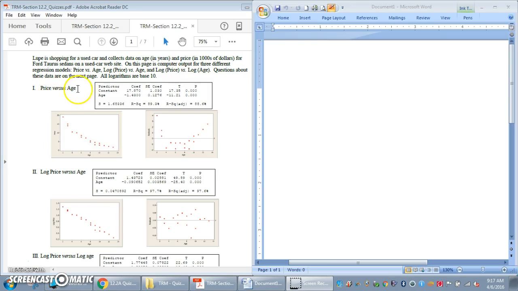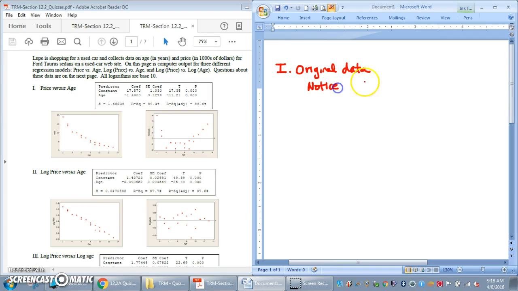Roman numeral 1 is just the original data. I want to write down some things that we notice about the first part. When you look at the scatter plot right here, you notice that it is not linear. It's not a line when you look at the scatter plot, and we want all of our data as we analyze it to be a line.